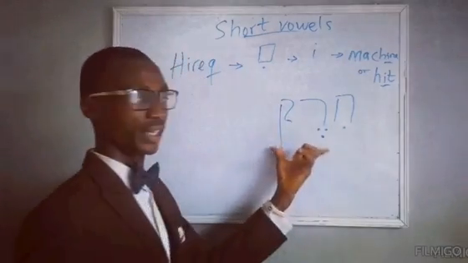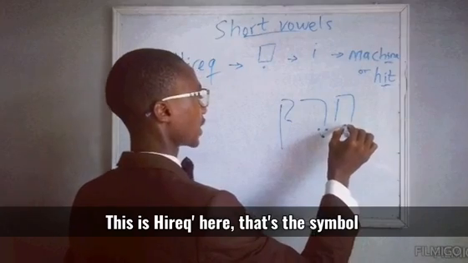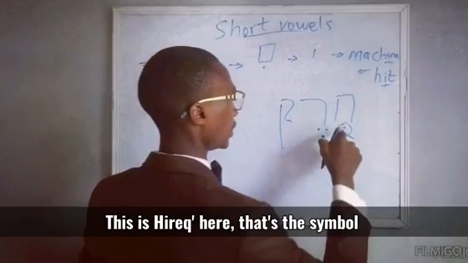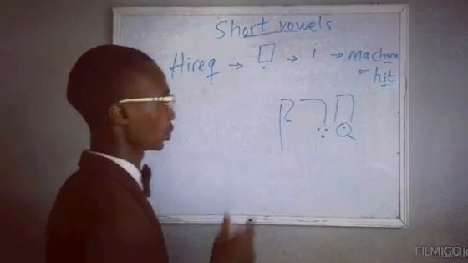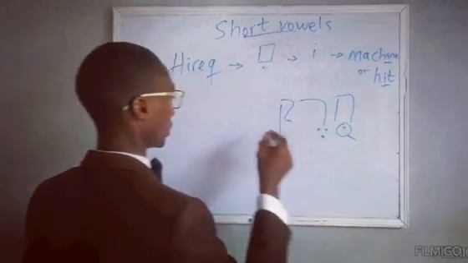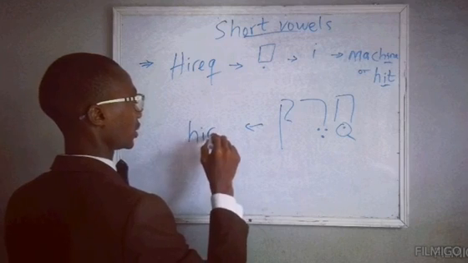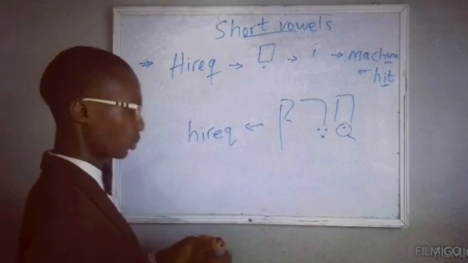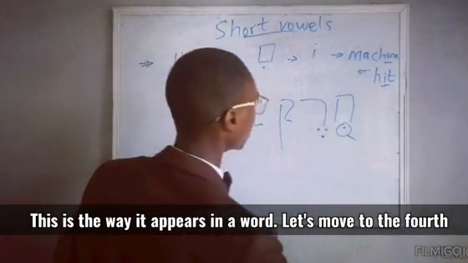I have the name Irek. Okay, now this Irek here, that's the symbol. So we have it as Irek. So this way it appears in the word.